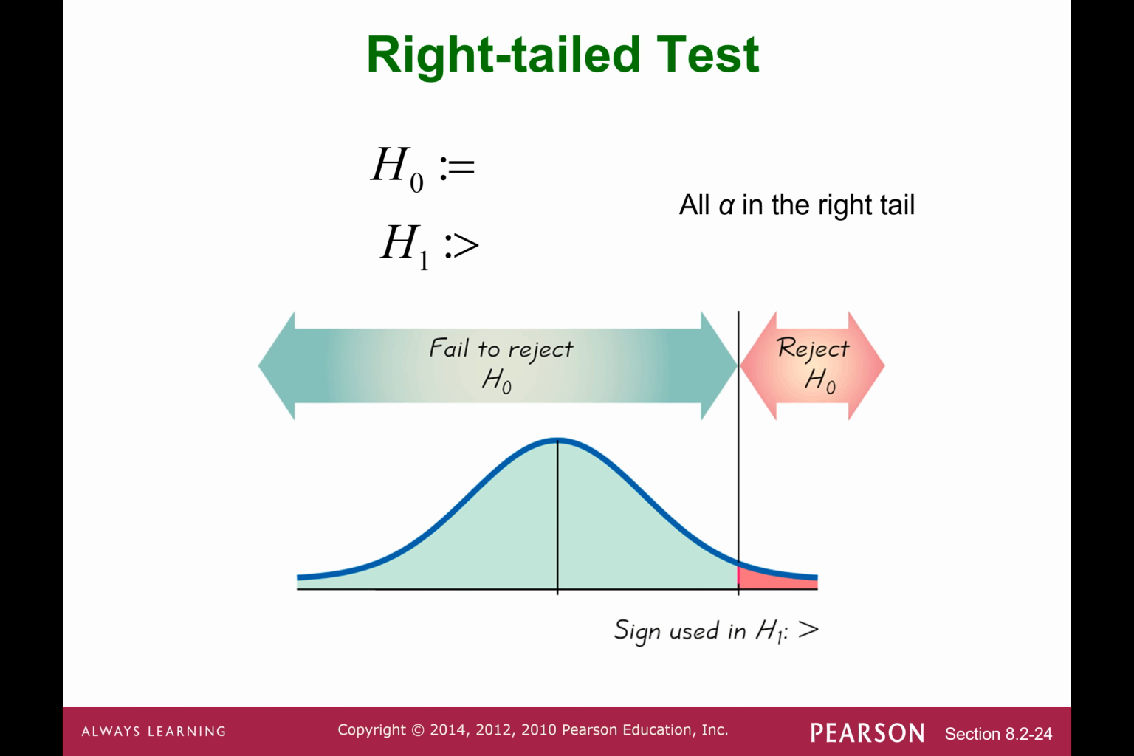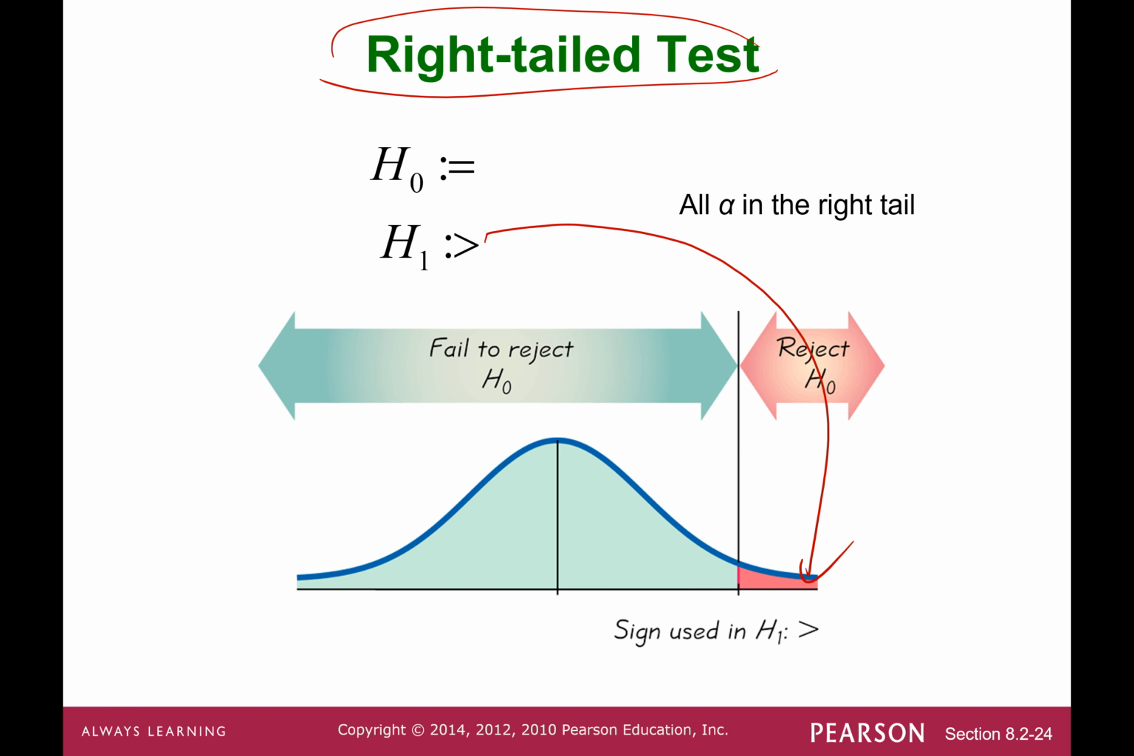The third test is the right tail test. When H1 has the greater than sign, that means it's a right tail test, then the right tail is the rejection region. And it's defined by the critical value here. The critical value separates usual values from unusual values. We'll talk about critical value in chapter 7.